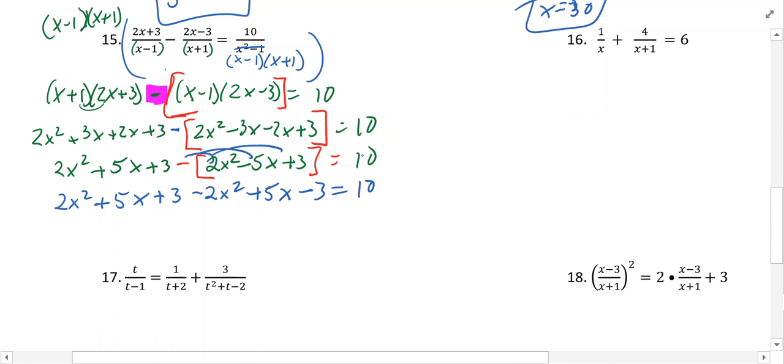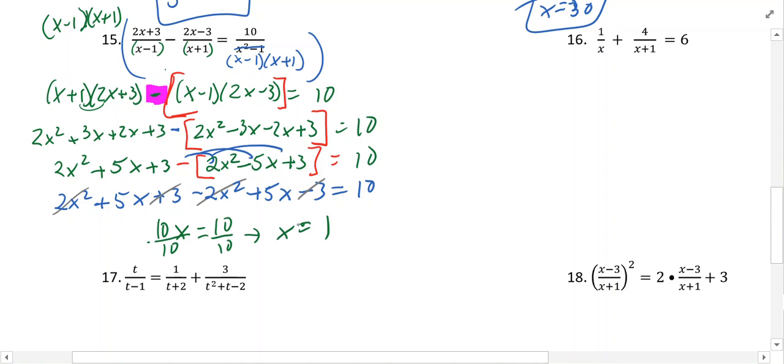So now I can go ahead and combine my like terms. So 2x squared and negative 2x squared are going to cancel. 5x and 5x are going to give me a 10x. And 3 and negative 3, those two are also going to cancel. So then I'm going to bring down the equal sign and bring down the 10. So I'm going to divide each side by 10. Let me try that again. So I'm going to do equals 10. So I'm going to divide by 10, divide by 10. So I get x equals 1.